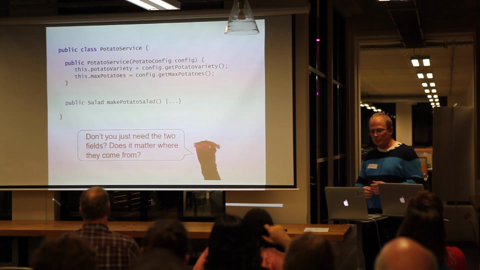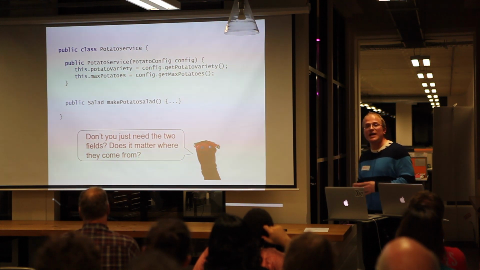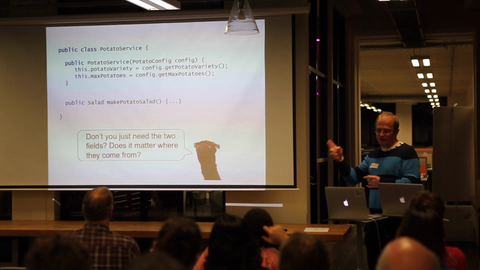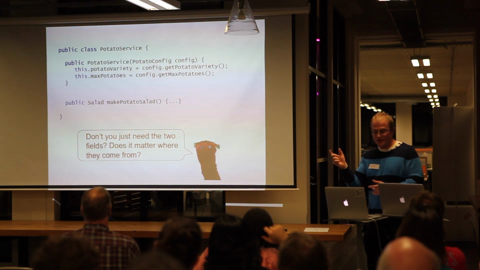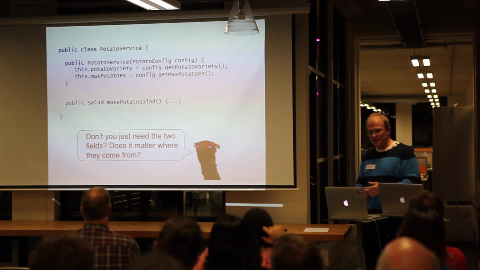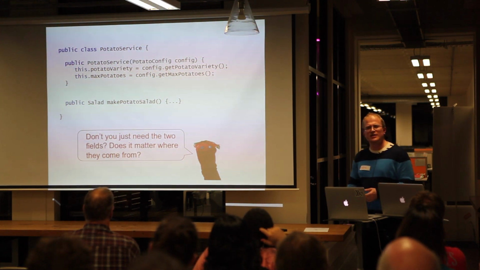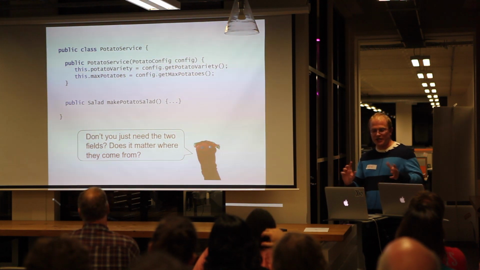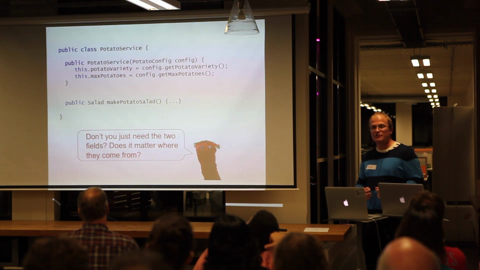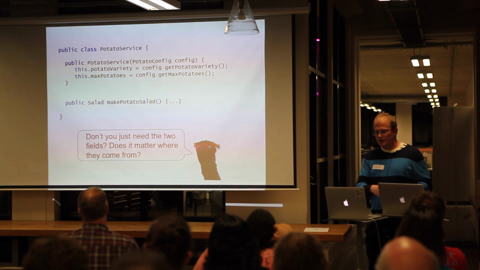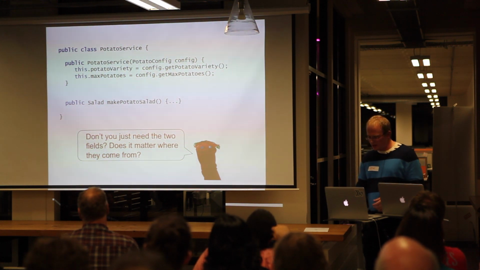So now our potato service takes potato config. But even now, it only takes 2 of the fields that are present in potato config. And don't we just need those 2 fields? Do we really need to care where it comes from? Because we're doing 2 things here. We've got the whole make potato salad logic, but we've also got logic baked in on how to fish those input values out of a config object. Does that really matter for what we're trying to do here?